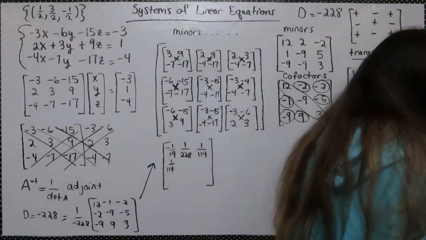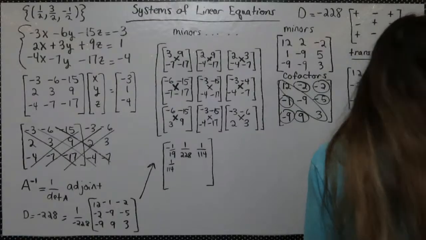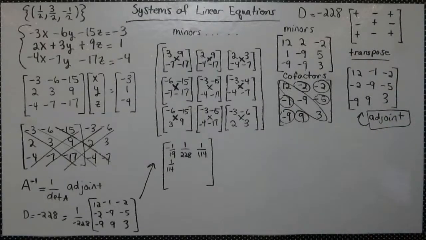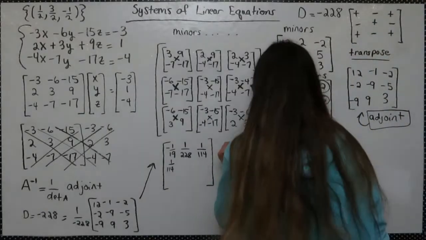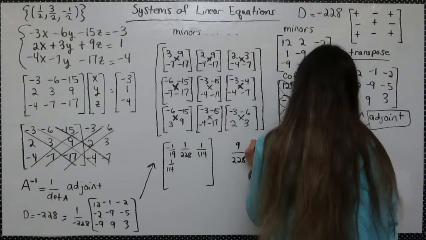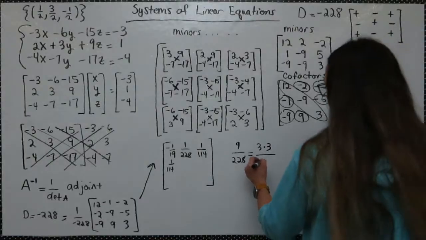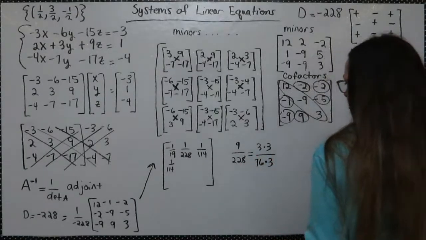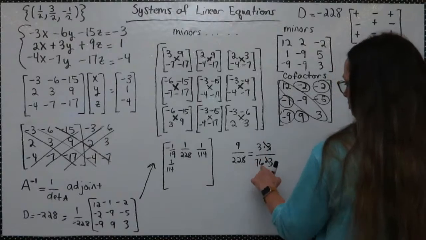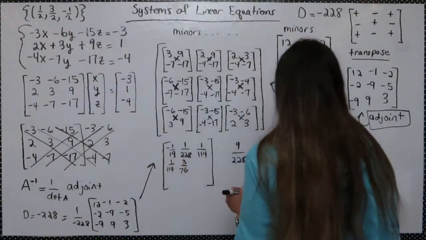Does 9 divide 228? Let's see. It does not. See if it at least divides 3. Okay, so we can divide out a 3 from there. It's going to be 76. So 9 over 228 is 3 times 3 divided by 76 times 3. So the 3s will cancel, and you're left with 3 over 76 for that middle term.